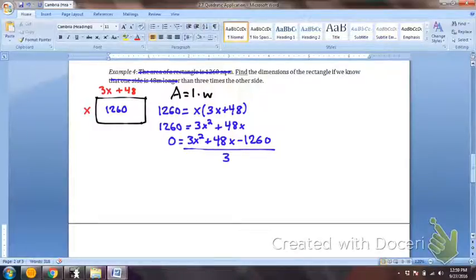Let's check to see that 3, now you may use your calculator. Does 3 go into 1260? What'd you say, 420?